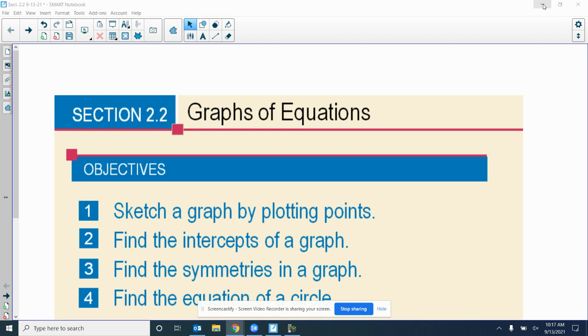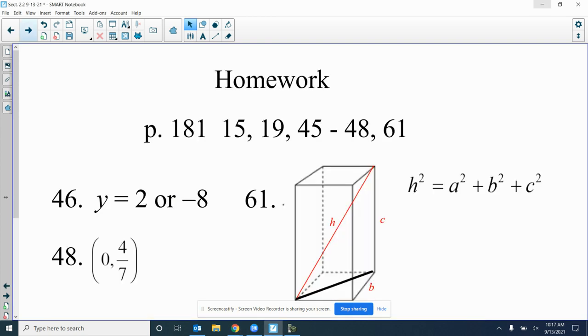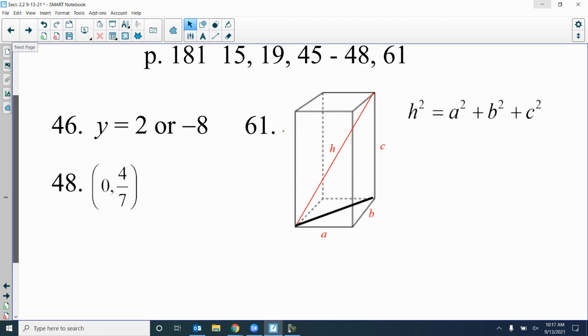All right, that's homework wise. Let's take a look at that. First, see what questions you have. I definitely want to look at 61. I'll show you that. And then anything else, there's 46. It should be 2 or -8. Check your answer for 46. And 48 should be 0 and 4/7. I believe that's equidistant to the y-axis. So you should have 0 and 4/7 for that. Anything before 61 we need to take a look at? Take that as a no.